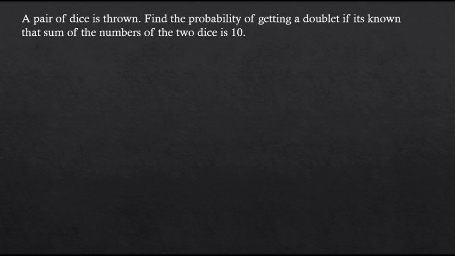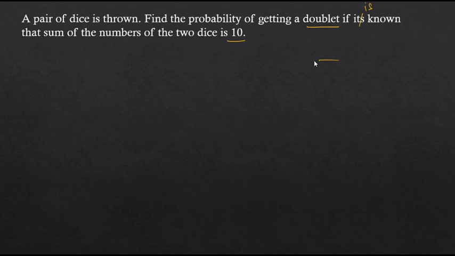Let us consider a problem based on conditional probability. A pair of dice is thrown. Find the probability of getting a doublet, if it's known that the sum of numbers of the two dice is 10.